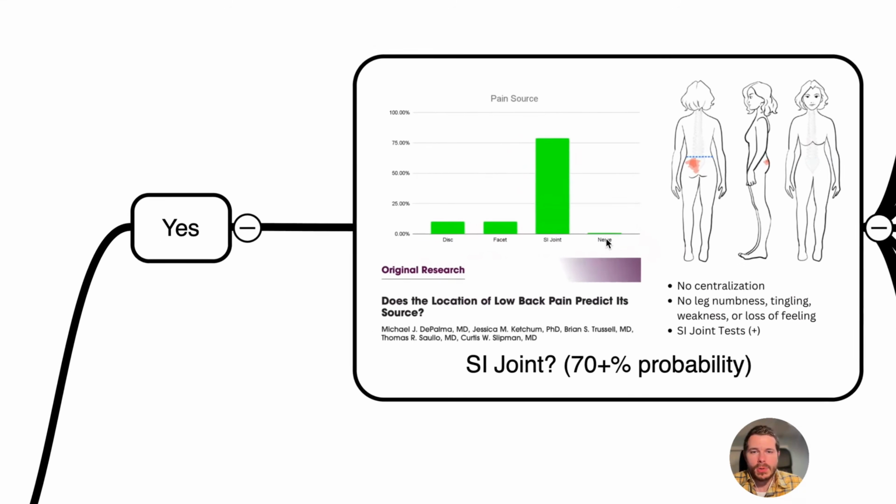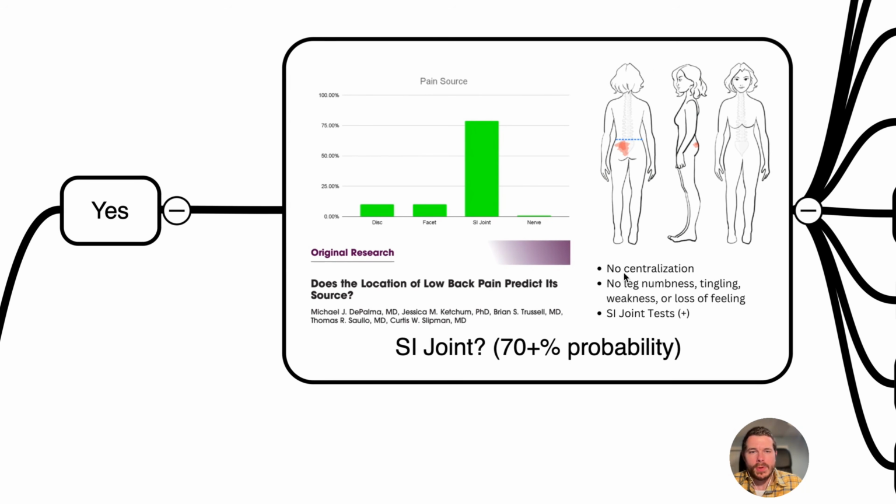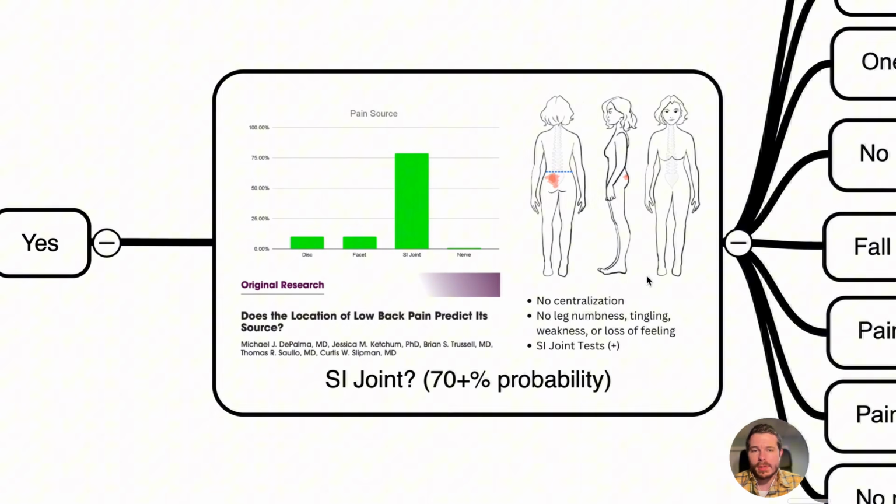Well, if they are, here's the cool thing. You can be roughly 70+% sure that SI joint is the cause of your pain. And so, how so? Well, we know that no centralization occurred, which essentially rules out the disc being the cause of the problem. There's, according to where you're at in the flow chart, no leg pain, numbness, tingling, weakness, or loss of feeling. So neurologically, everything appears to be intact, and the SI joint tests are positive. And you can see this drastically shifts the probability of it being an SI joint as the cause of your buttock pain compared to anything else.